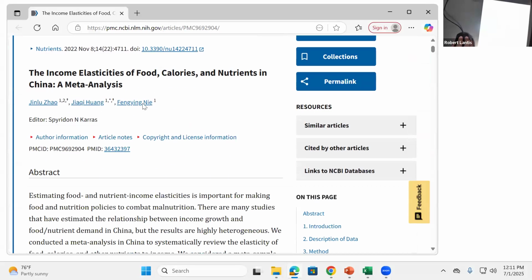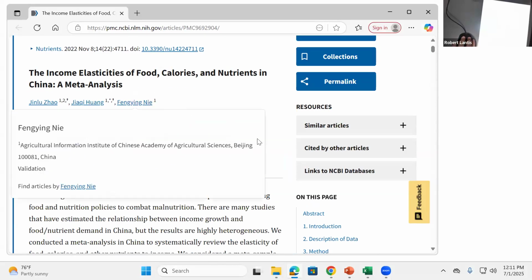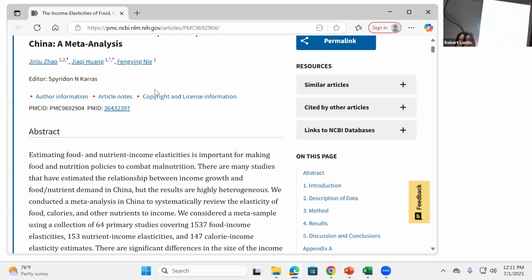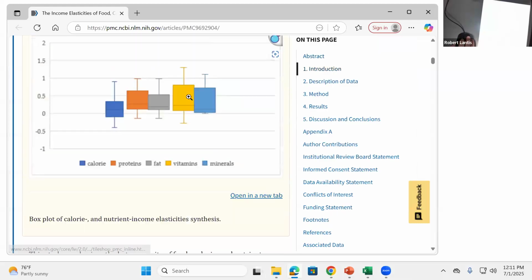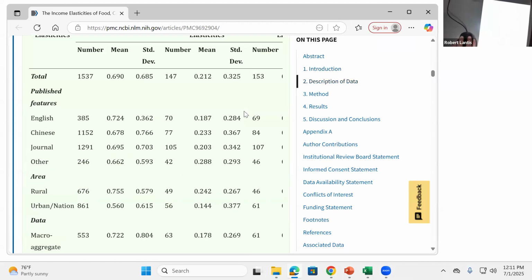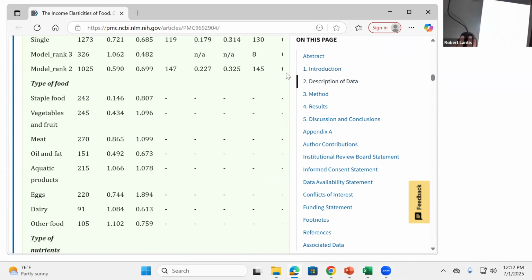So I put a link in here. I think it's somewhat interesting. This is a peer-reviewed article, right? They were looking at income elasticities of different foods. You can see they even look at a nutrition breakdown. And I think this was in China, if I remember correctly.